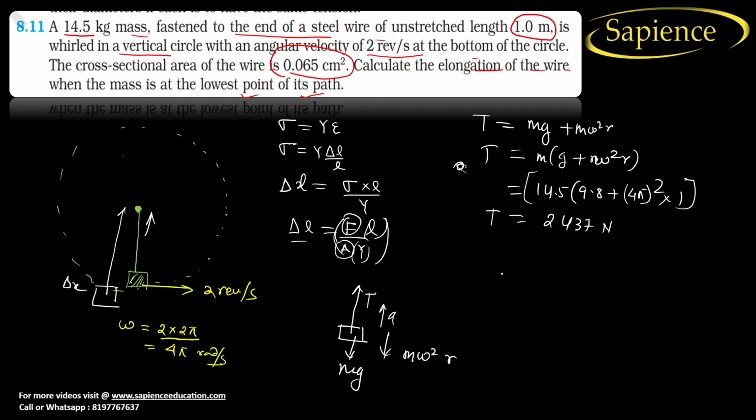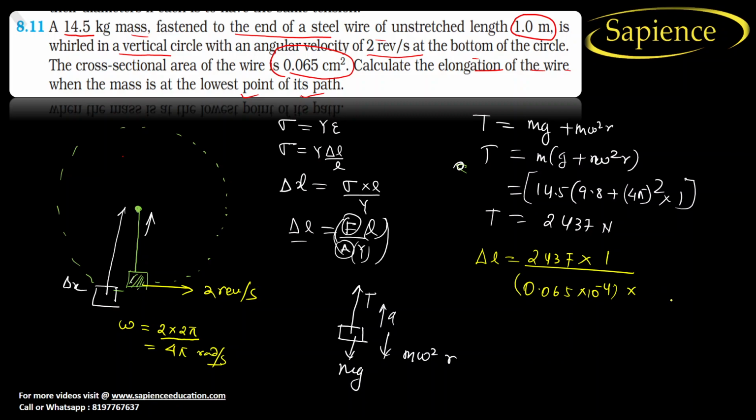Now tension is there. Now we need to find delta L. So put the values in. Delta L is equal to force, that is tension, 2437, into length which is 1, divided by area. They have given 0.065 centimeter square, so convert it into meter squared. So this is 10 to the power minus 4, into Y.